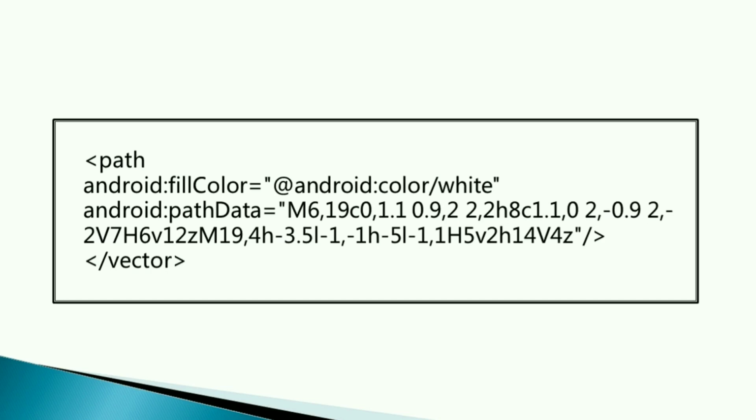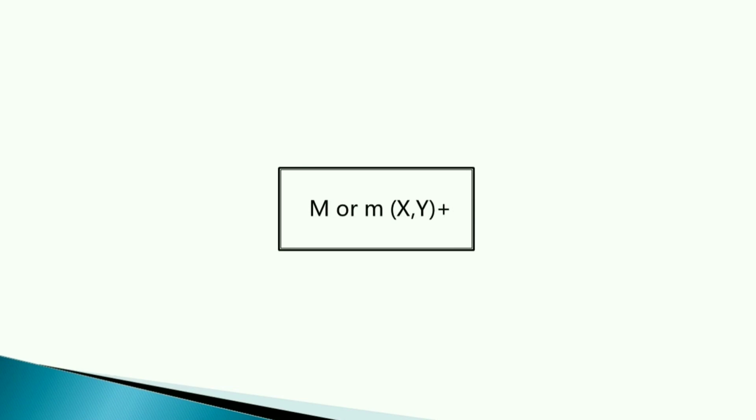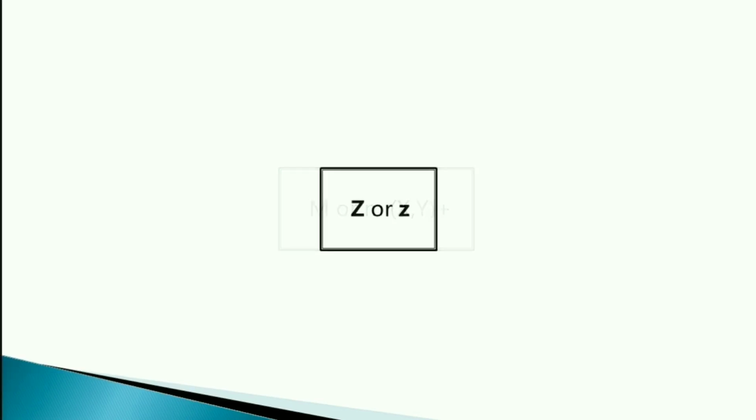Now we will see path commands used for path data attribute. M stands for move to command. It moves cursor to the position specified. Move to commands are followed by X and Y coordinates. Z stands for close path command. It draws a line from the current position of the cursor to the start position of the path.